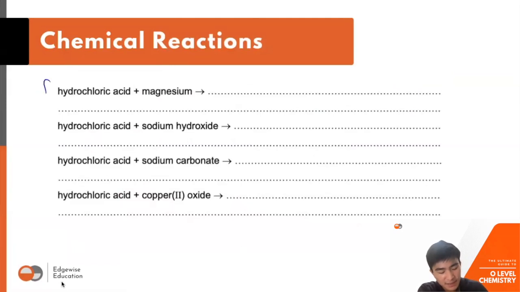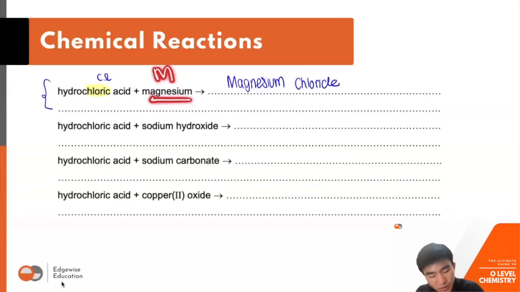Now, let's try this one, the first one. So I have hydrochloric acid plus magnesium. This will give me magnesium what? Remember hydrochloric. So chloric comes from chlorine, right? So it's magnesium chloride. And since this is a metal, this is a metal plus acid reaction. Acid plus metal reaction gives me, yes, very good. Thank you, Natalie. Hydrogen gas. Very good.